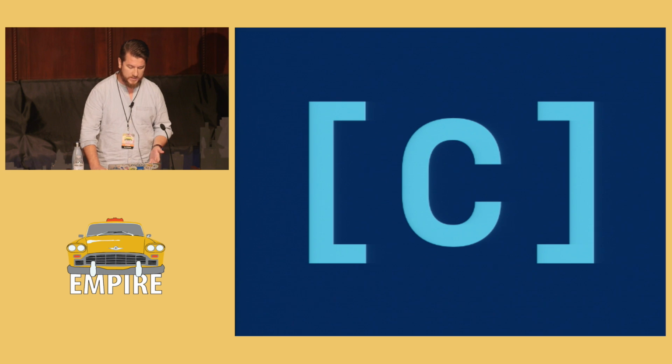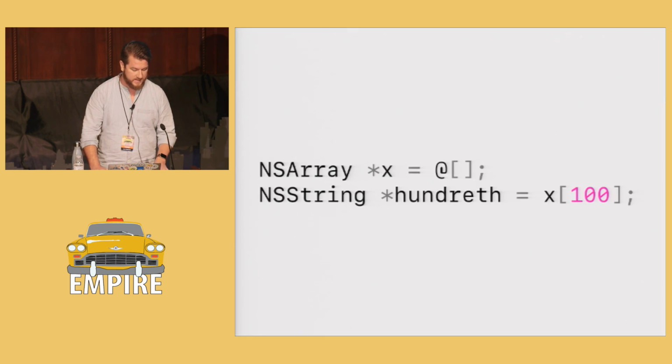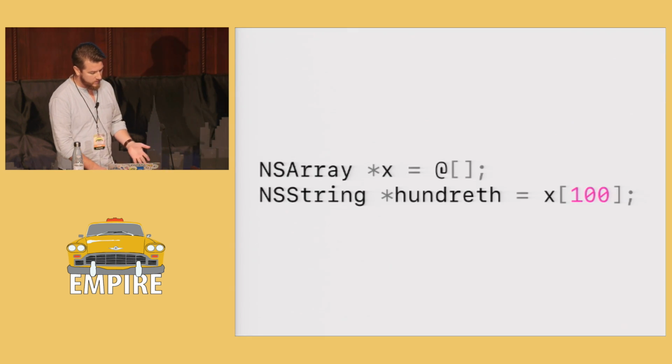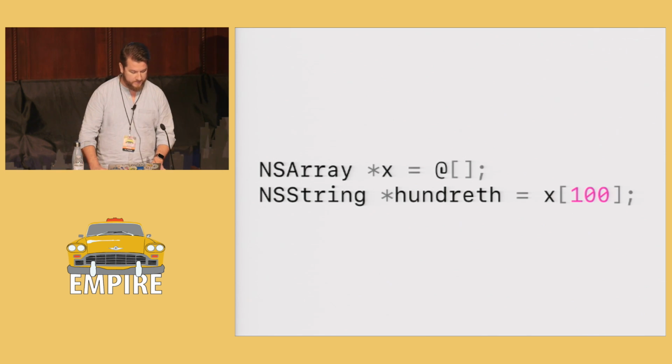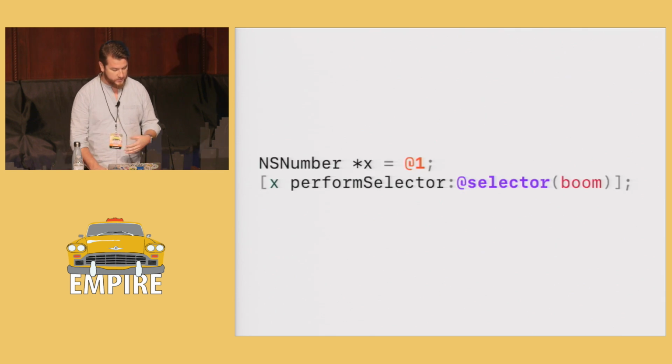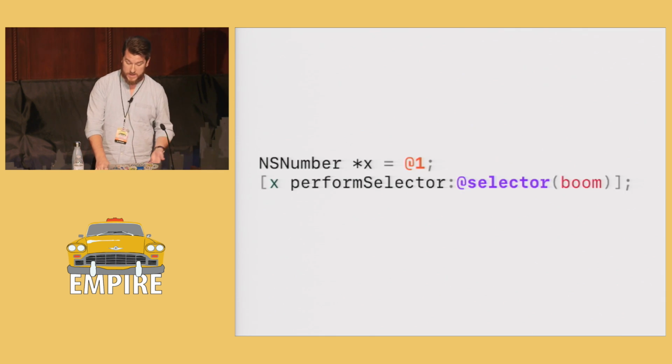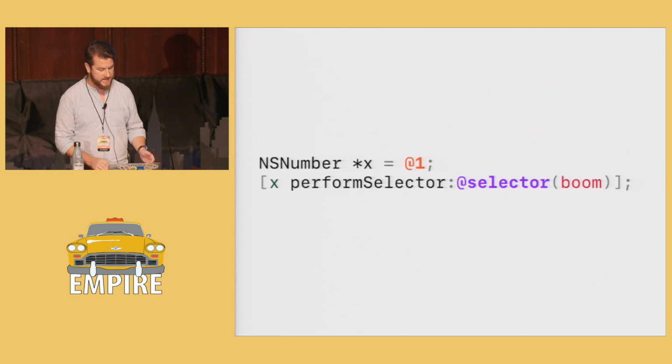Objective-C is a dynamic language, so you can do kind of scary things like this. We can create an empty array and try to access the 100th item in that array, and boom, our user gets a crash. You can try to make a variable x with the number 1, and try to make it call a function that doesn't exist on the class NSNumber, and boom, our users get another crash.